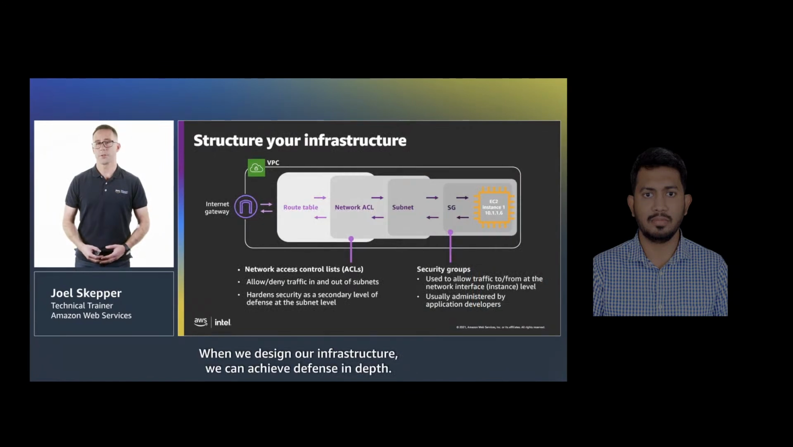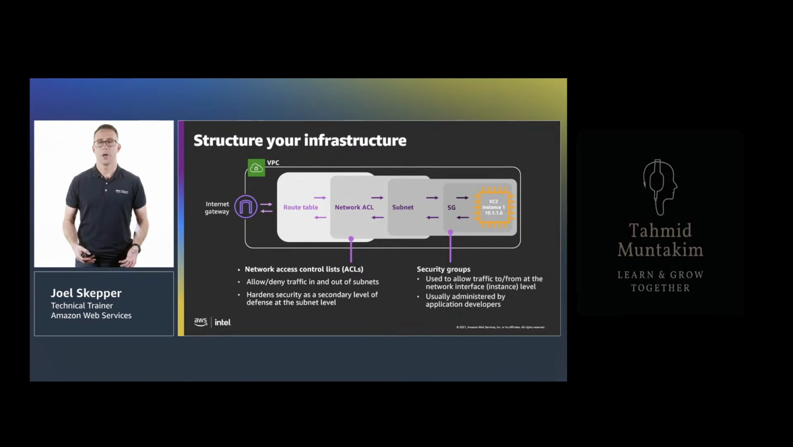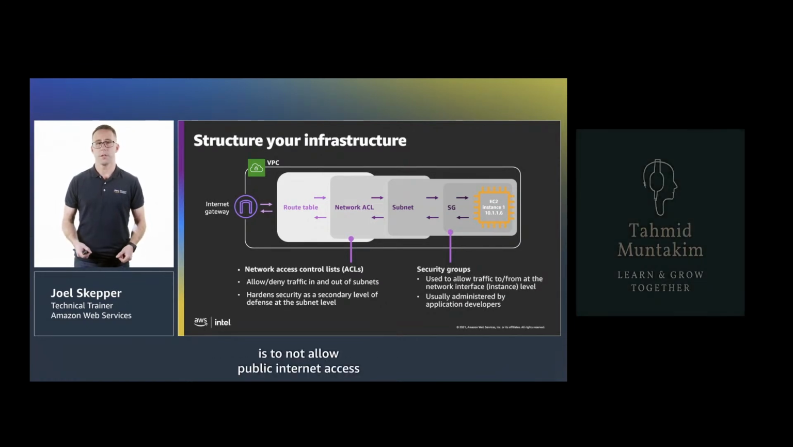When we design our infrastructure, we can achieve defense in depth. What this means is we have multiple layers of protection across the configuration of your VPC. Firstly, we have route tables. One way to protect your workloads is to not allow public internet access or to restrict to outbound requests only.